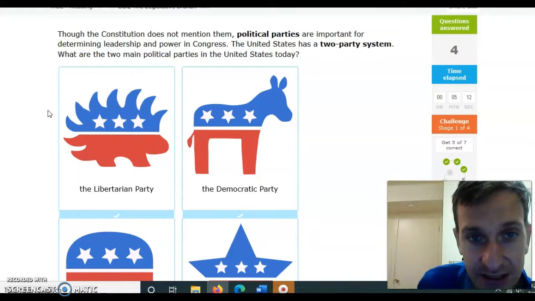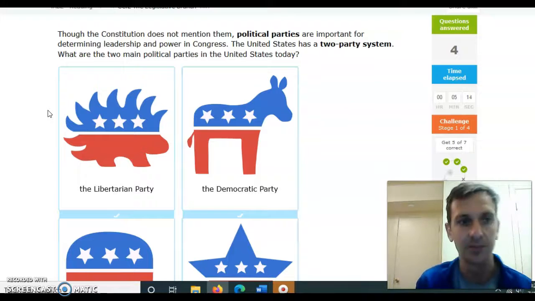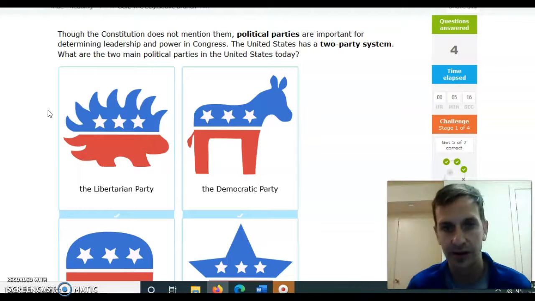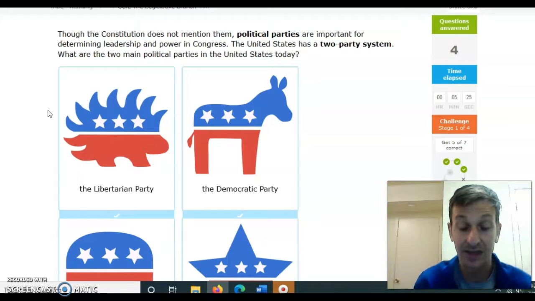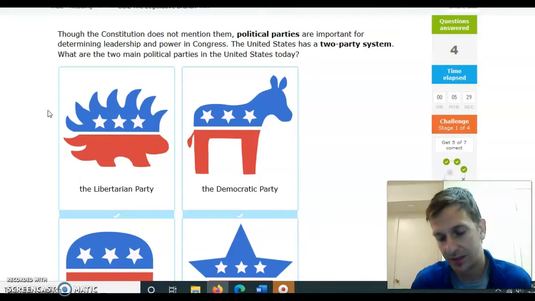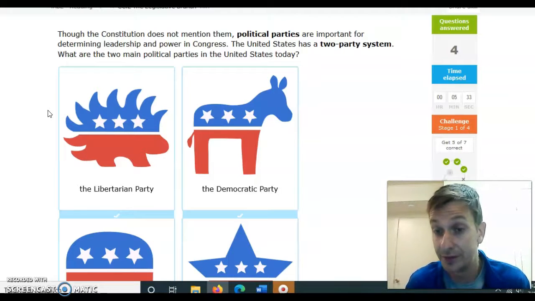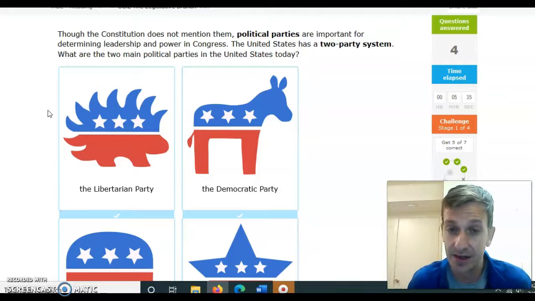Though the Constitution does not mention them, political parties are important for determining leadership and power in Congress. The United States is a two-party system. What are the 2 main political parties in the United States today? Alright, so it's asking you, what are the 2 political parties? Something everybody should know, because most of y'all are 18, and most of y'all need to vote. That's a right as U.S. citizens. If we want to enact change in our country, we need to vote.